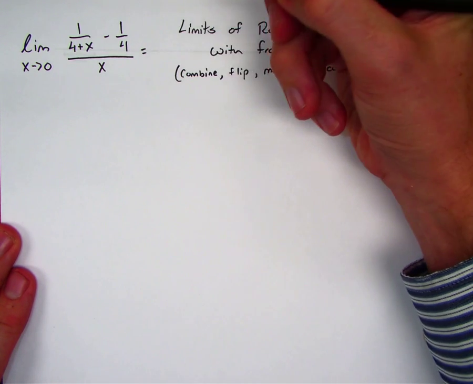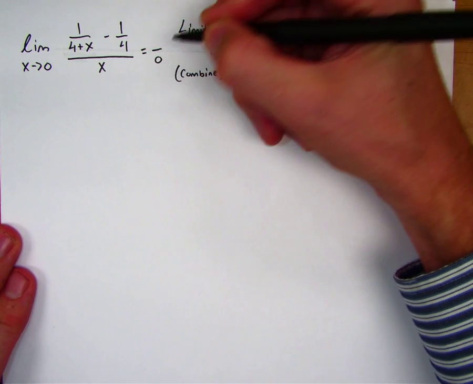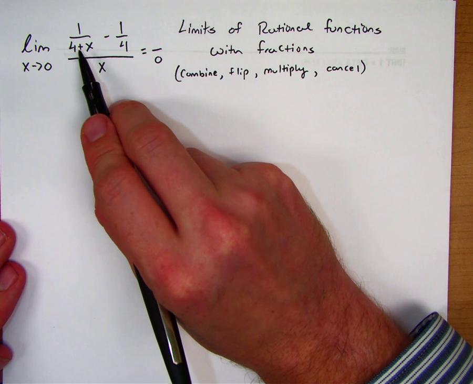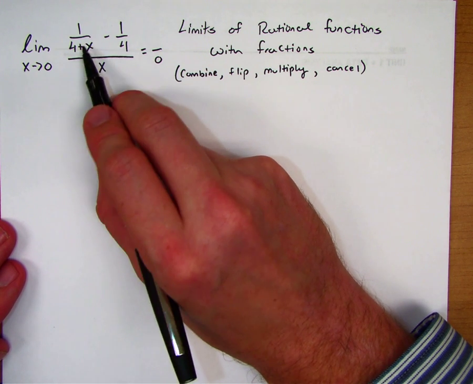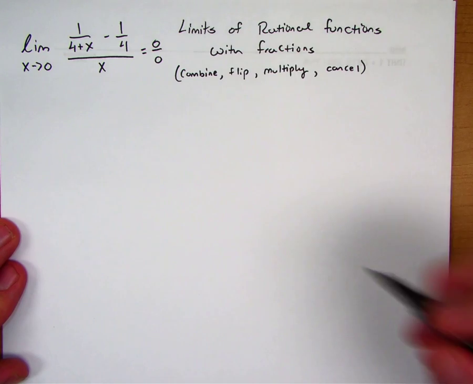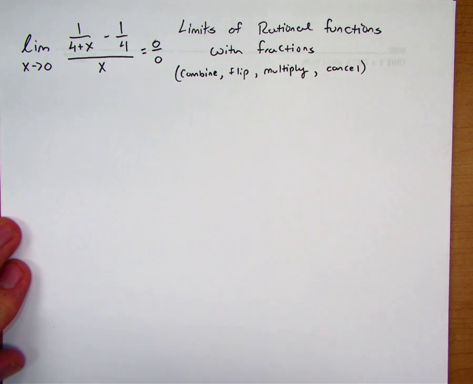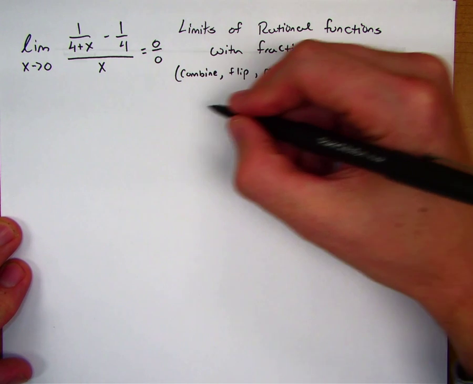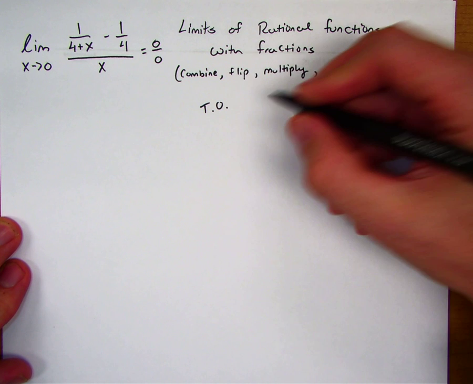Well, first we should go ahead and substitute. I know my denominator is going to go to 0. My numerator, 4 plus 0, is 4, so 1 over 4 minus 1 over 4 is 0. I do see that we have an indeterminate form. So now, I'm going to come over here and do a timeout.